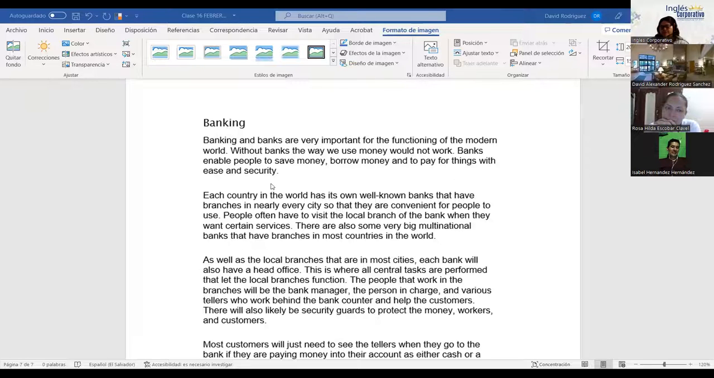Banking and banks are very important for the functioning of the modern world. Without banks, the way we use money will not work. Banks enable. Sería como, pero traducido al so, ¿cómo lo diría? People beat it so much. The local branch.